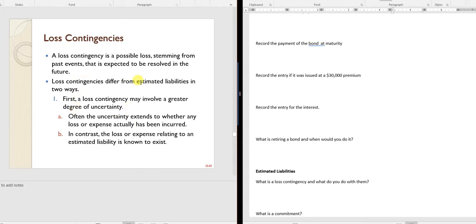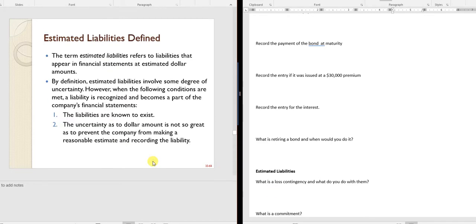Actually, estimated liabilities and loss contingencies are very similar. But the loss or expense related to an estimated liability is known to exist. So I really wouldn't get concerned about it. I don't believe I've ever seen a question of how an estimated liability is different from a loss contingency. Ever, I don't think I've had that.